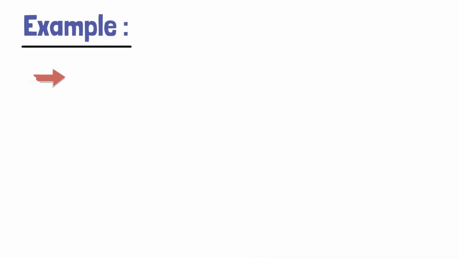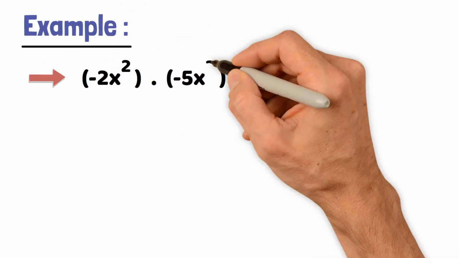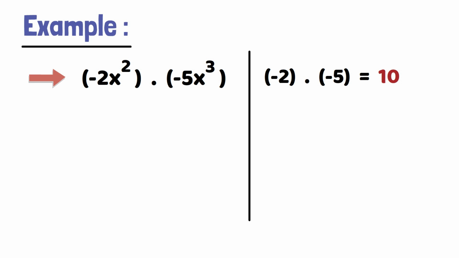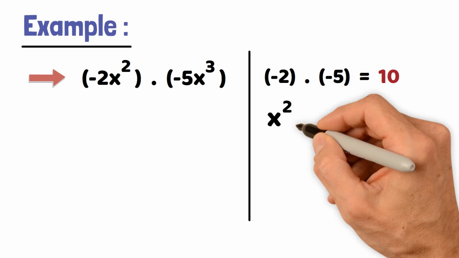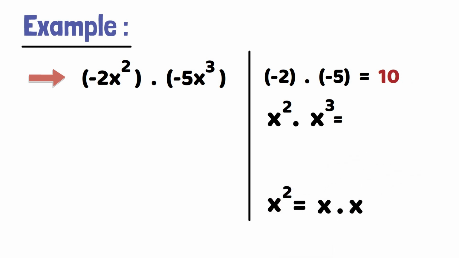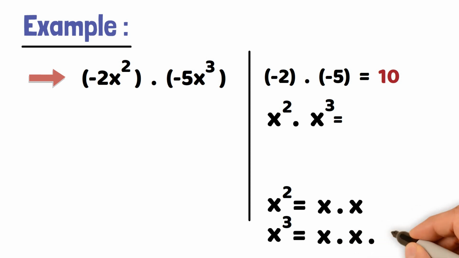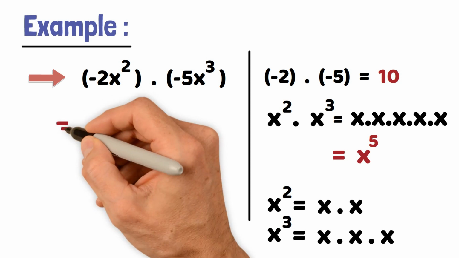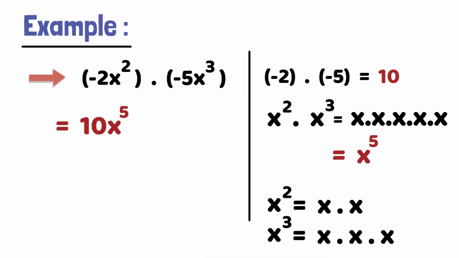Another example. Let's multiply negative 2x squared times negative 5x to the third power. When we multiply negative 2 with negative 5, we get positive 10. It remains to determine what x squared times x to the third power is equal to. As before, x squared equals x times x, and x to the third power equals x times x times x. So x to the second times x to the third is x times x times x times x times x, which equals x to the fifth power. Therefore, the answer to negative 2x squared times negative 5x to the third power is 10x to the fifth power.